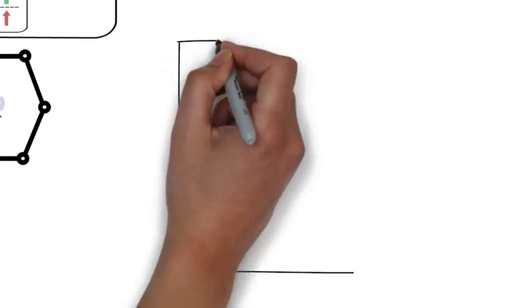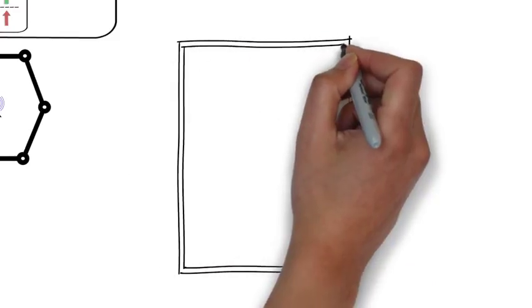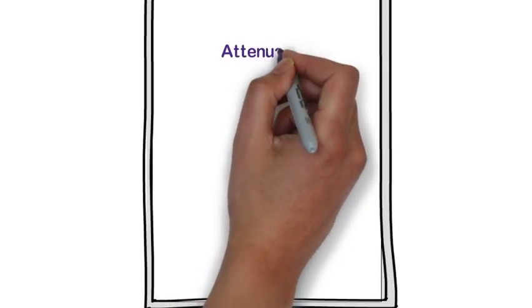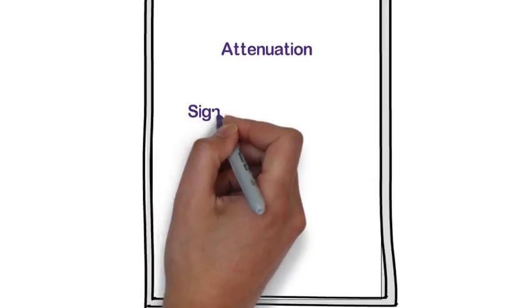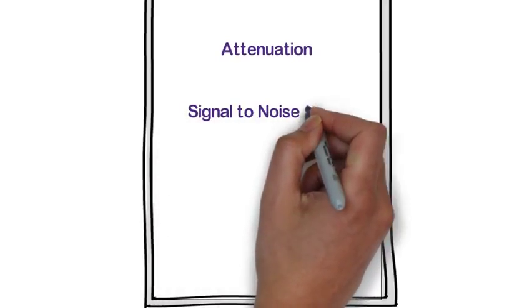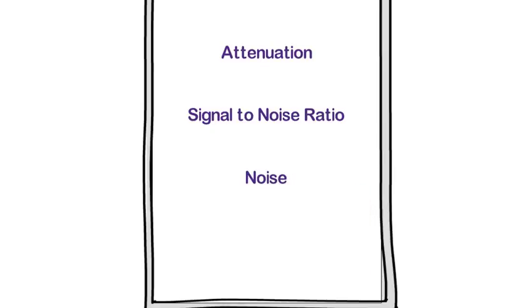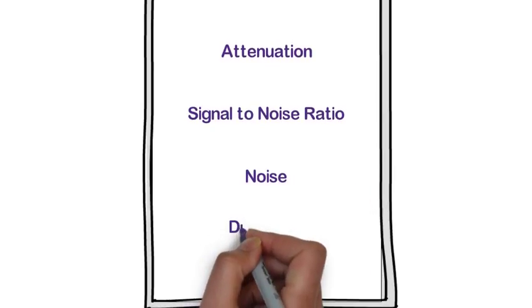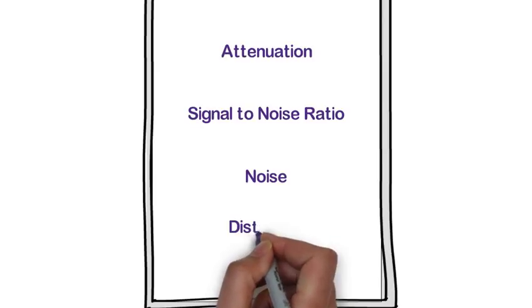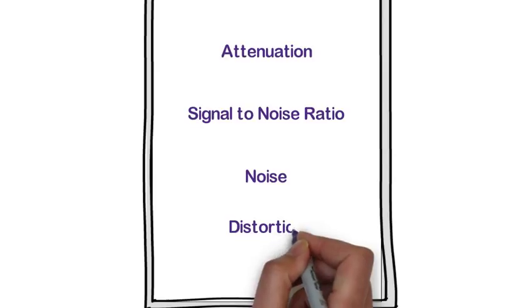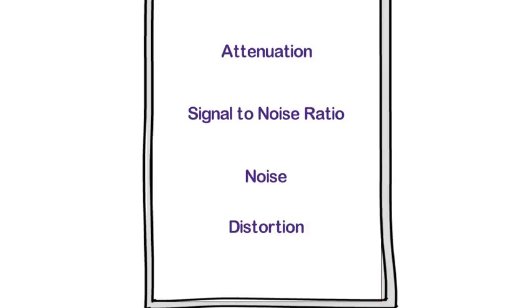So let us review the four impairments we discussed till now. First was attenuation, that is change in power level. Next is signal to noise ratio, which is the ratio of signal strength to the noise strength. Third is noise, which is unwanted or unnecessary signal. And last is distortion, which means inaccurate reproduction of the waveform, either the frequency, amplitude or phase.